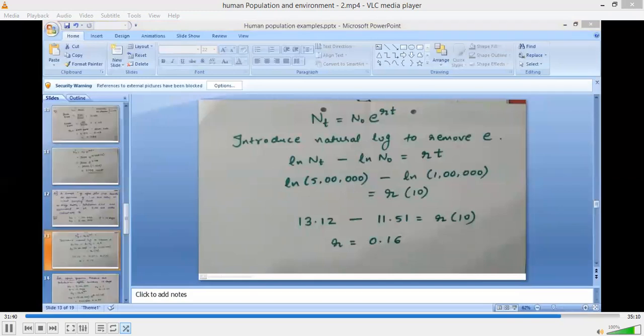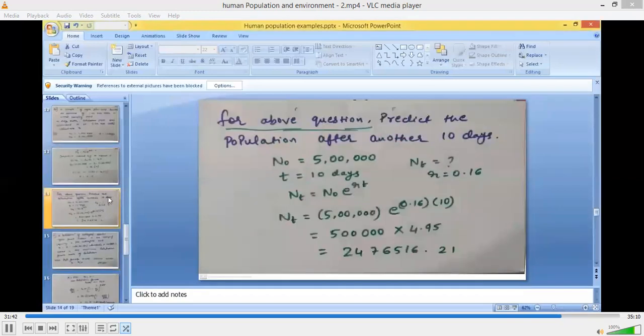Next part is, for the same question, predict the population after another 10 days. Now you see that earlier we were at point 0. At that time the population was 1 lakh. At day 10 the population was 5 lakh. Now they are telling that again you do the same thing after 10 days. So from the initial value it is asking for 20 days.